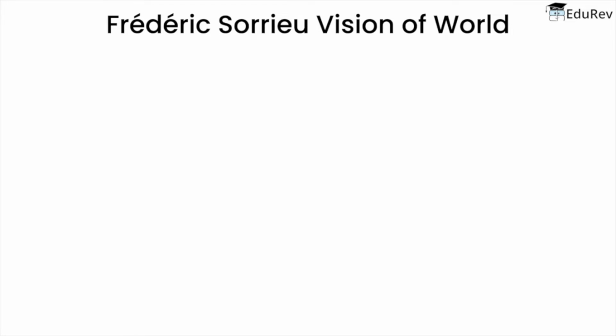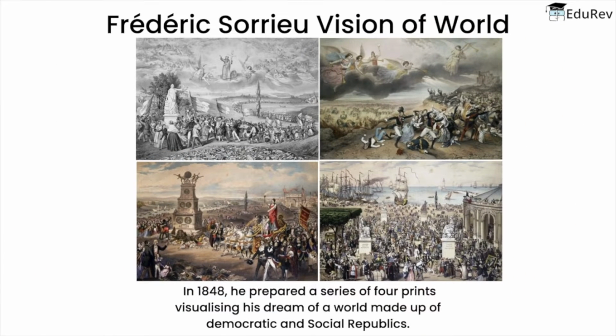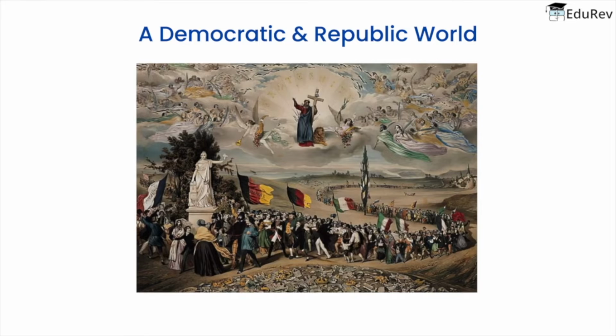Frédéric Sorrieu, a French artist, in 1848 prepared a series of 4 prints visualizing his dream of a world made up of democratic and social republics. The first print shows the people of Europe and America marching in a long train and offering homage to the Statue of Liberty as they pass it.